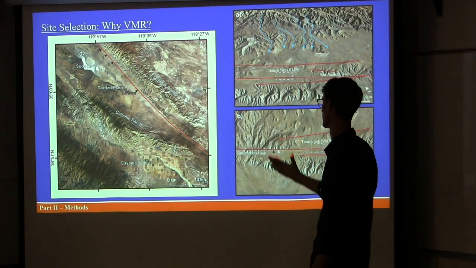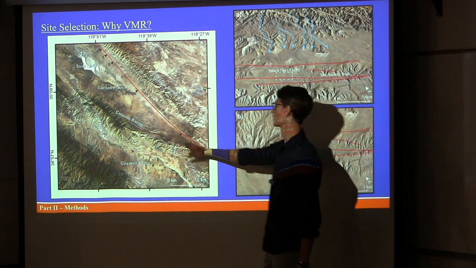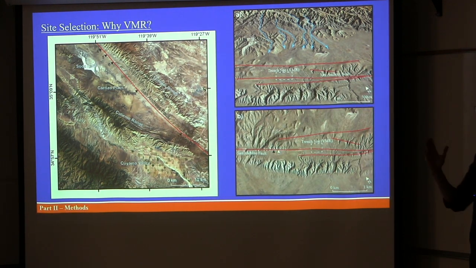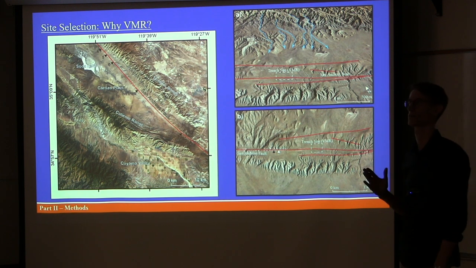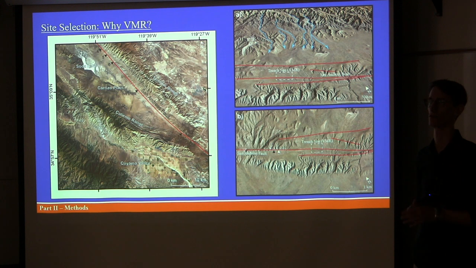So to do that, we look at the overview of the Carrizo Plain, which is right through here in the San Andreas Fault, highly concentrated. The actual orientation of the fault through this area is almost exactly what the orientation is of the Pacific Plate moving.